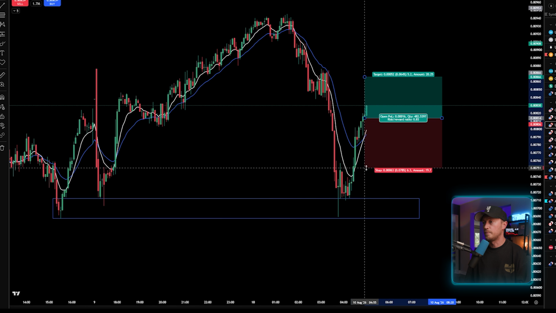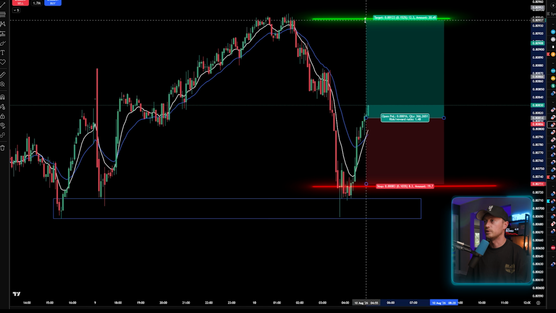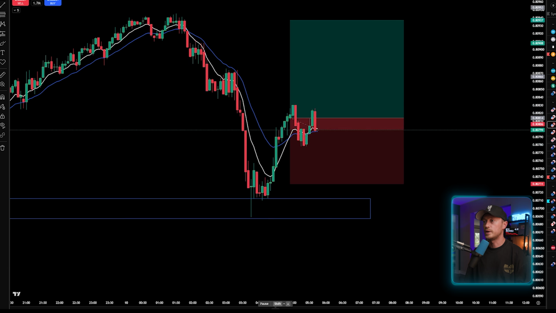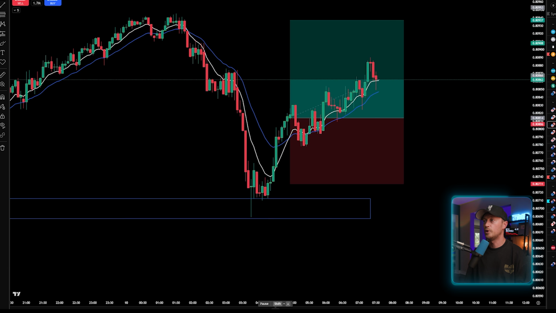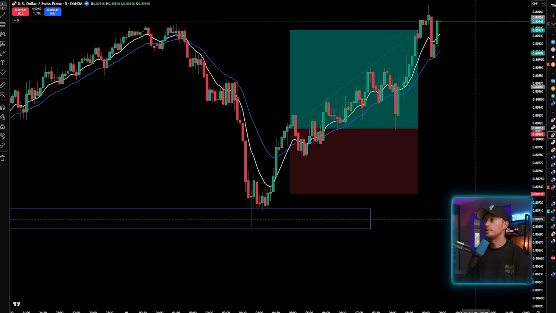I can put my stop before the big move up, and I can target the recent high right here. So that's a risk reward ratio of about 1.5. Then I could play out the trading position. You can see it goes against me a little bit, but inevitably pushes up, smashing my take profit and continuing up a little bit further.